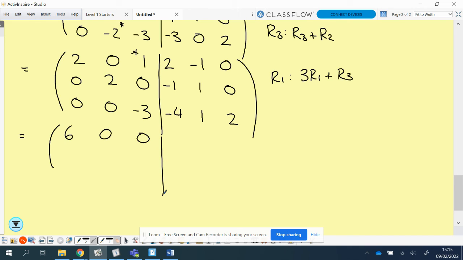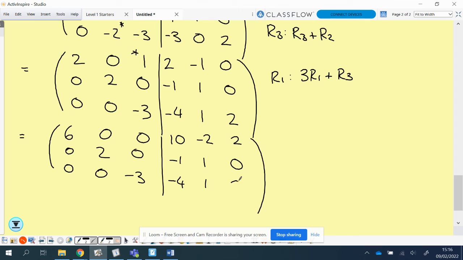Okay, this is where it now gets a bit trickier. So I've got the 3 lots of 2, which is 6, plus negative 4, that's now 2. Okay, negative 1 times 3 is negative 3, plus 1, negative 2. 3 lots of 0 is 0, plus 2, that's 2. Okay, so that's my first row done. The other rows now just stay the same. 0, 2, 0, negative 1, 1, 0, 0, 0, minus 3, minus 4, 1, 2.